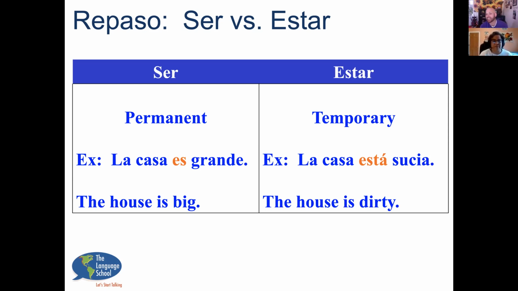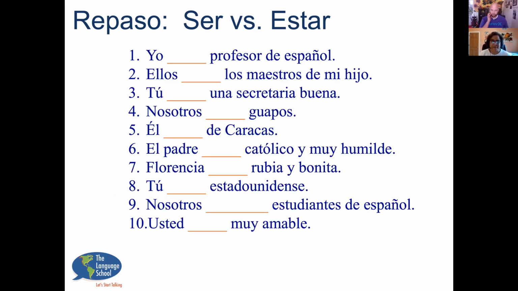Whereas la casa está sucia, so the house is dirty. I have a 5-year-old son, and I spend hours and hours cleaning my house. And when he comes back home from his mother's house, within 5 minutes, it looks like a hurricane has just come. Oh no. But then I can easily clean it and get it clean. So that's a condition that can change back and forth fairly easily. Okay. So fill in the blank with the correct form of ser or estar.